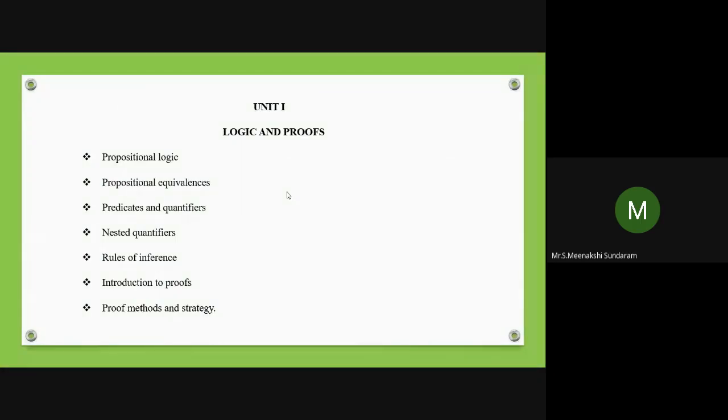Then propositional equivalences, predicates and quantifiers, nested quantifiers, and rules of inference. Introduction to proofs is the last. These five topics are logic. The last two topics are the proofs: introduction to proofs, proof methods and strategy. So propositional logic is the next one, and we can use logic to solve puzzles.